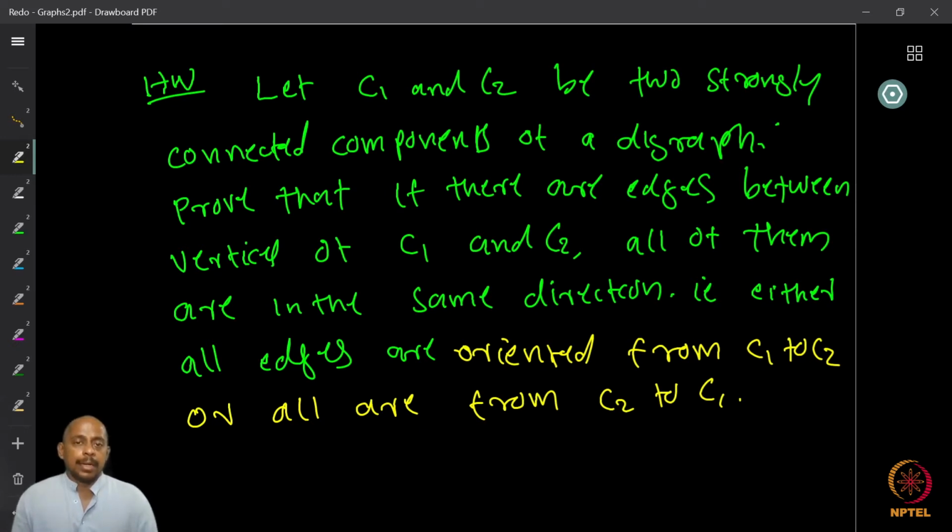Now, a nice homework is to show the following: if C1 and C2 are two strongly connected components, and there are edges between the vertices of C1 and C2, then they must all be in the same direction. Either all the edges are oriented from C1 to C2, that is, the starting point is in C1 and the ending point in C2, or all the edges start at vertices in C2 and end in the vertices of the component C1.